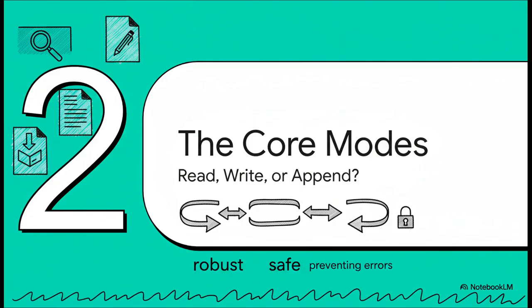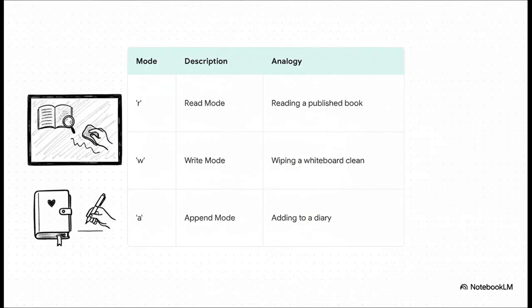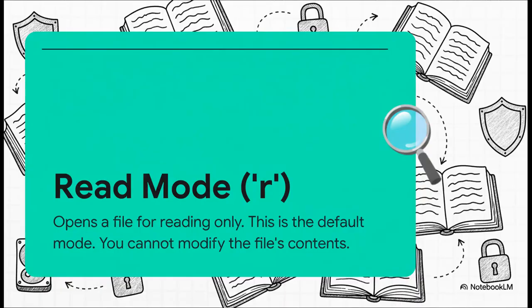Let's break down the three core modes that, honestly, you're going to use 99% of the time. Getting this choice right is the very first step in making sure you don't accidentally blow away your files. It helps to think of it like this. R for read is like opening a book. You can look, but you can't change the words. W for write, that's like wiping a whiteboard completely clean before you start. And A for append, well, that's like adding a new entry to the end of your diary, leaving everything you wrote before perfectly intact.